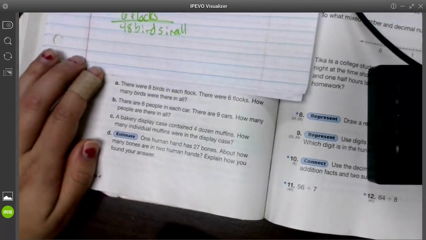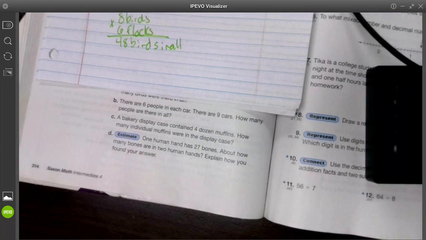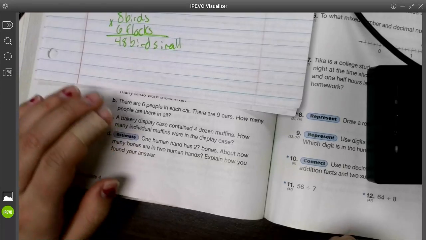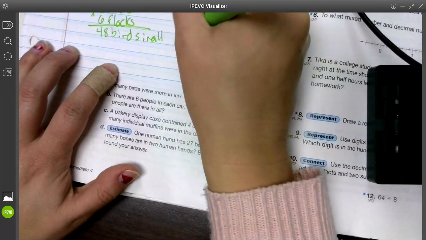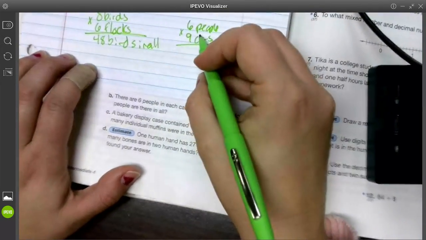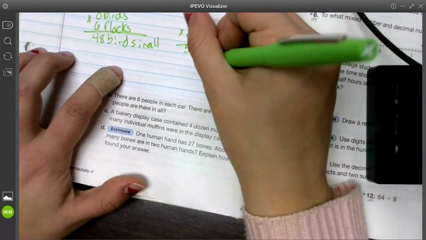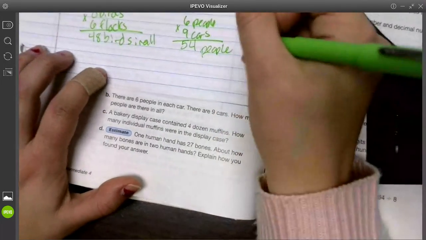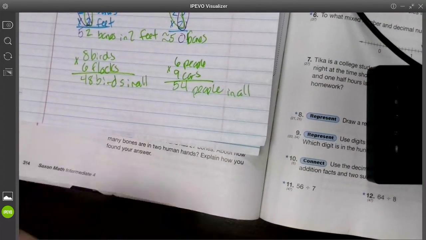Same thing, in each. 6 people in each car. You can also draw pictures to help. There were 9 cars. How many people were there in the cars? We're just multiplying 6 times 9, which is going to give us 54 people in all. It's fine. So there is your math lesson today.